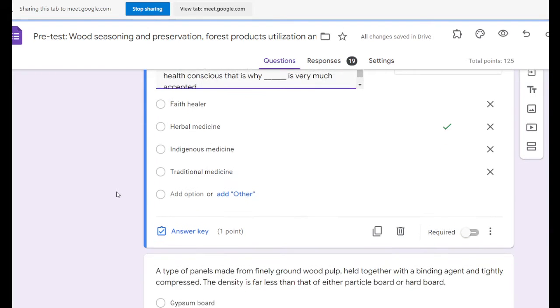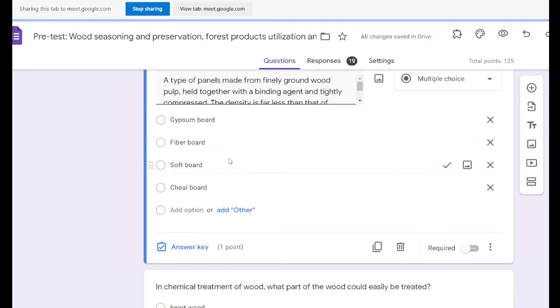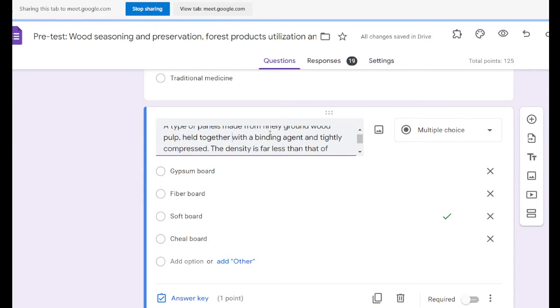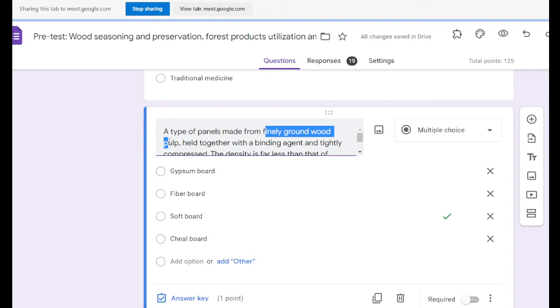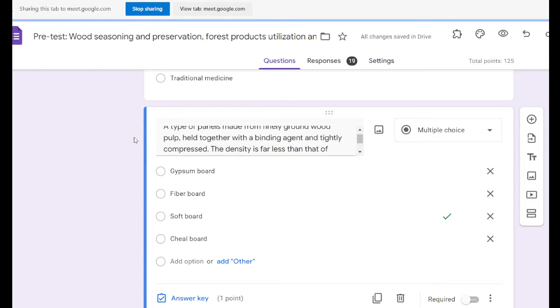Okay? A type of panels made from finely ground wood pulp held together with a binding agent and tightly compressed. The density is far less than that of either particle board or hardboard. So answer? Soft board, sir. Correct answer is a soft board. Finely ground wood pulp held together with a binding agent and tightly compressed. Okay. It resembles particle boards. So they can be considered as soft boards.